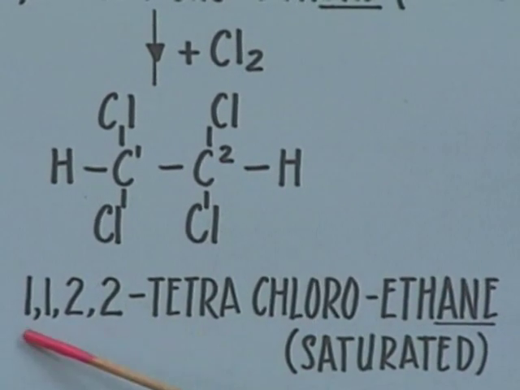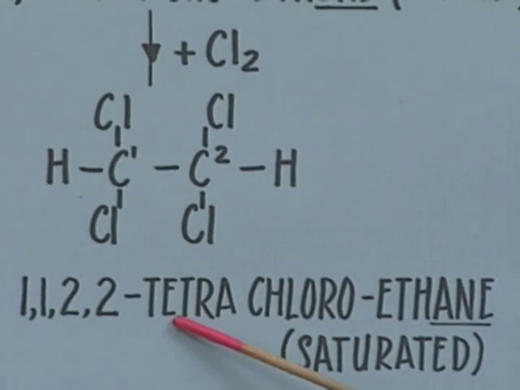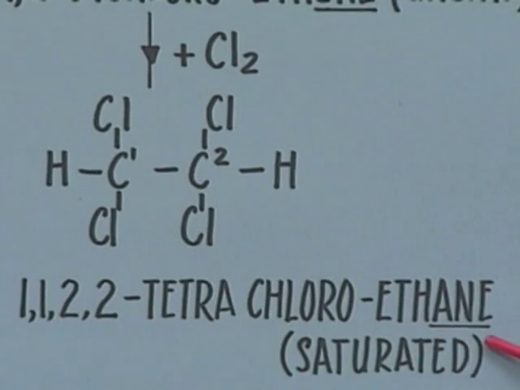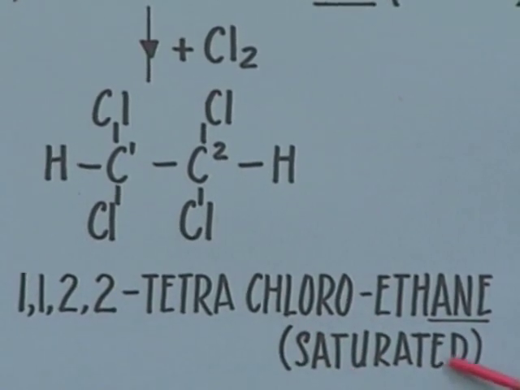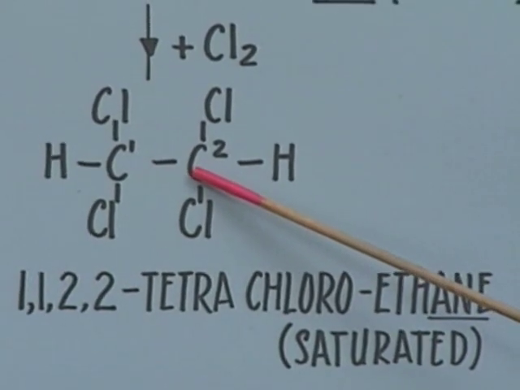So this is then called 1,1,2,2-tetrachloroethane, because there are 4 chlorine atoms. This compound is now saturated because we only have a single carbon-carbon bond in the compound.